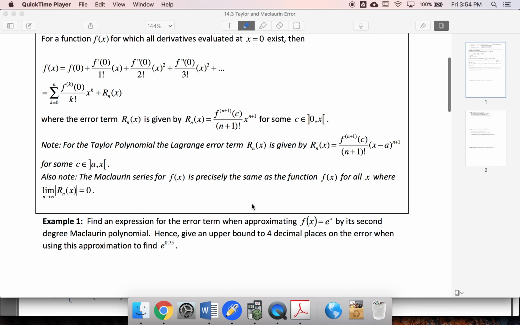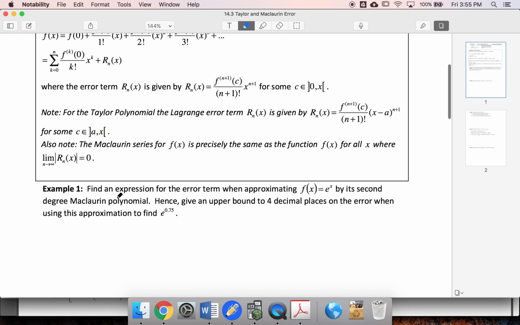All right. So if my limit as n goes to infinity of the error term is 0, then the Maclaurin series for f of x is the same as the function f of x. I'm going to use this when I get down to example 2. But let's start with example 1.